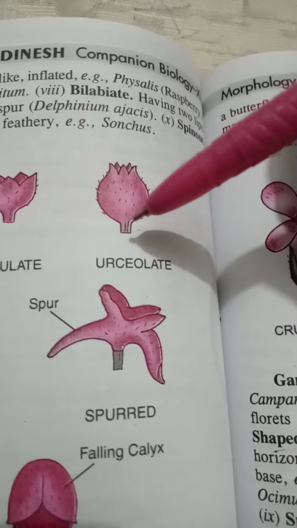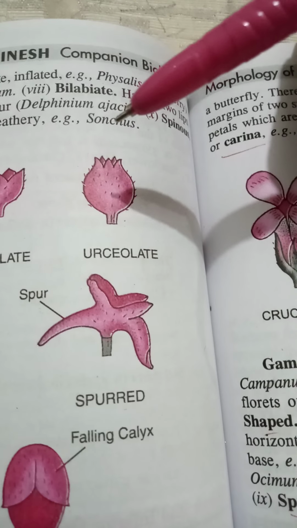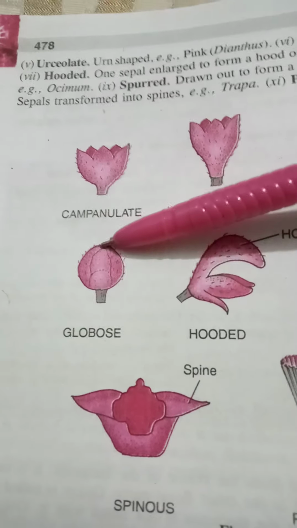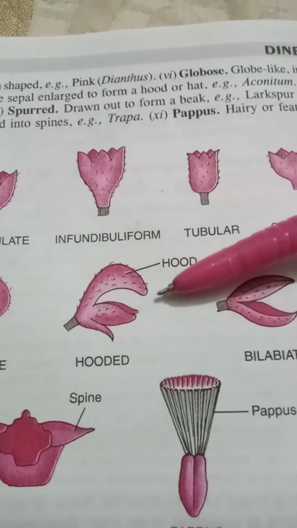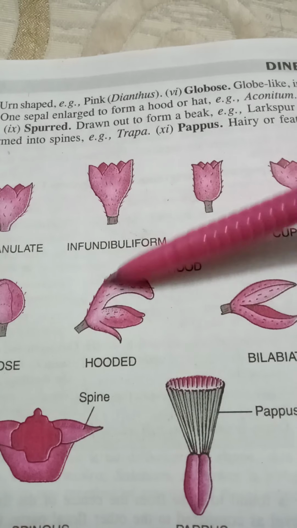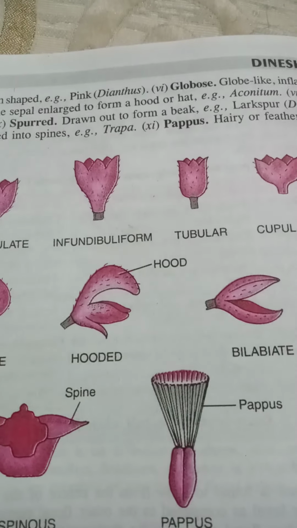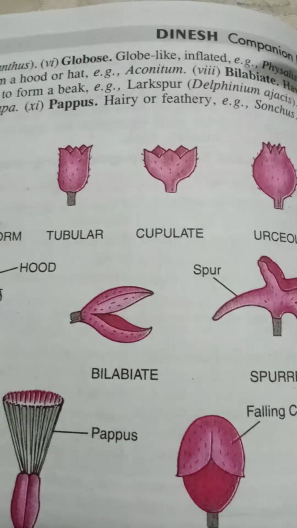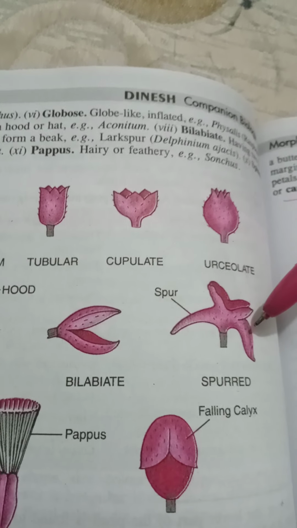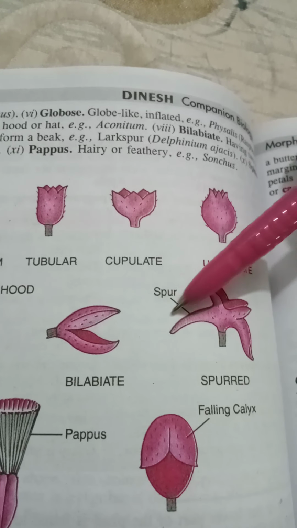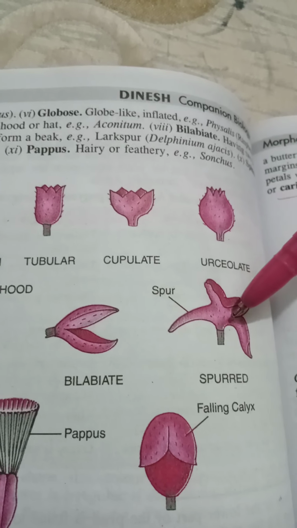This is urceolate, urn-shaped structure, which is observed in case of dianthus. Globose, where the sepals are all condensed, observed in case of raspberry. Then hooded, where one calyx enlarges and forms a hood-like structure, as for example in aconitum. Bilabiate, it appears like two lips, example ocimum. Spurred type, here one sepal forms a beak. So this is called the spurred type. It is observed in case of larkspur.